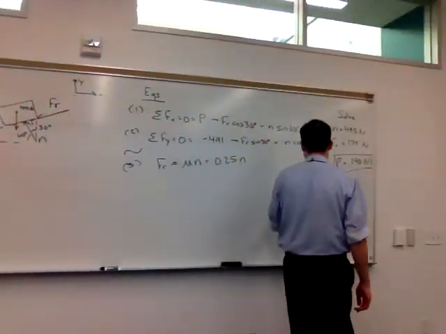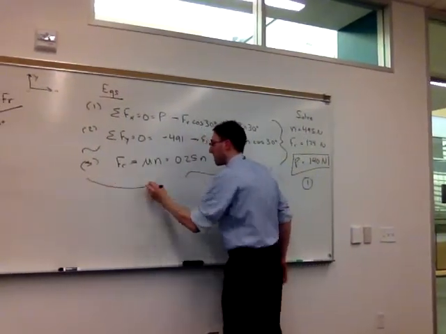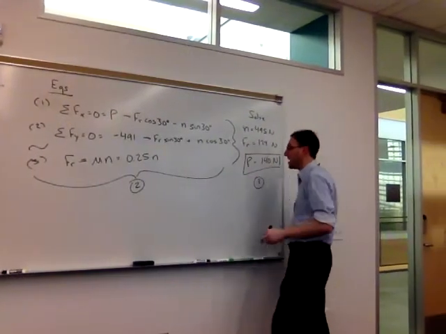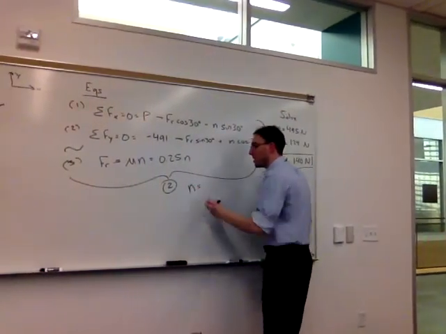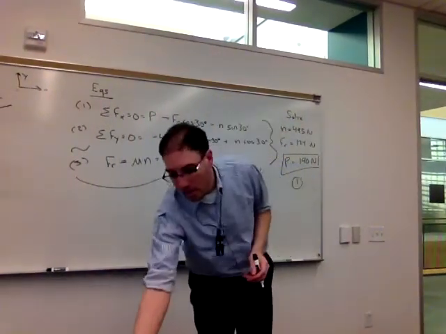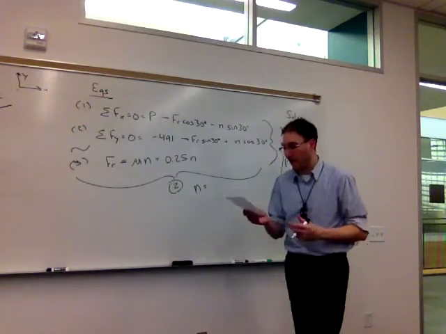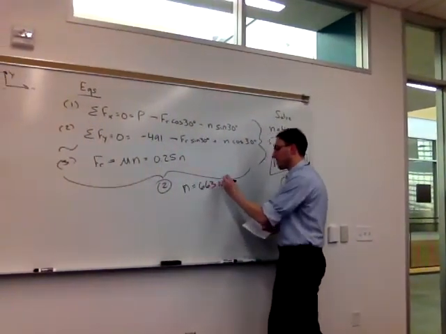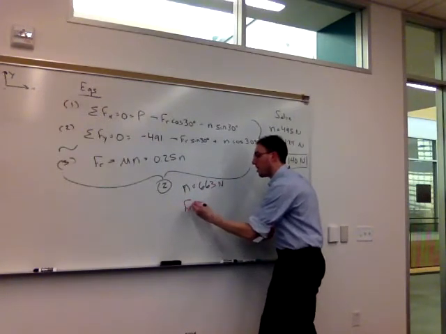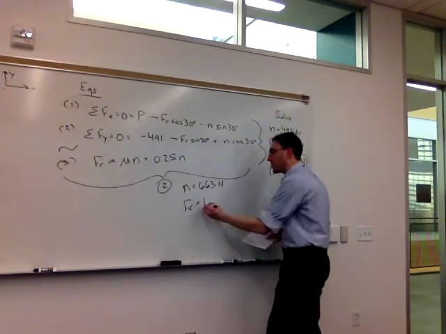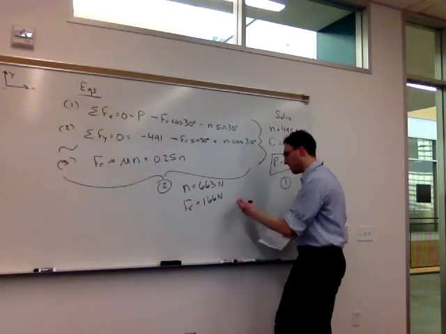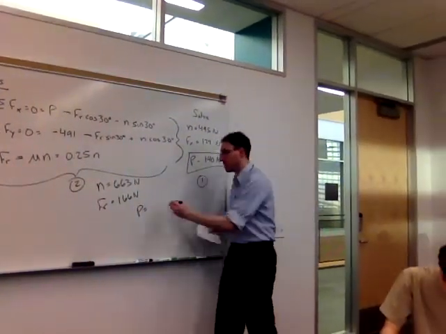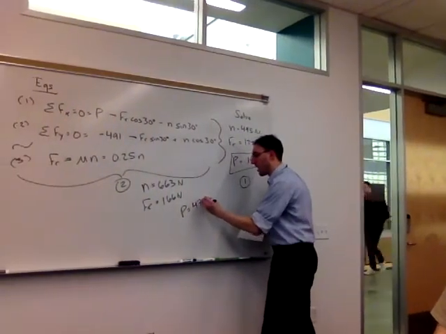With this set of three equations now, we get a different set of N, F_R, and P. So in condition 2, where it's just about to slide up the hill, the normal force rises to 663 newtons. The maximum force of friction is 166. And most important, the value we have to push with is 475 newtons.